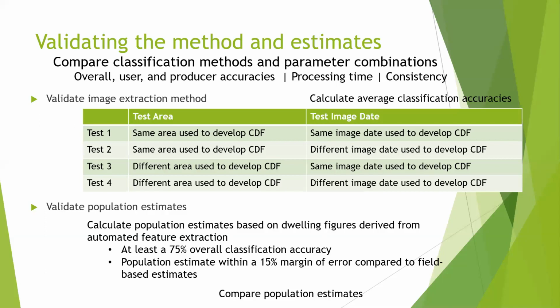After that, I will calculate the classification accuracies for each of those tests and calculate the average. And hopefully the tool will produce at least a 75% overall classification accuracy, and then a population estimate within a 15% margin of error compared to the field-based population estimate baseline data provided by the United Nations.